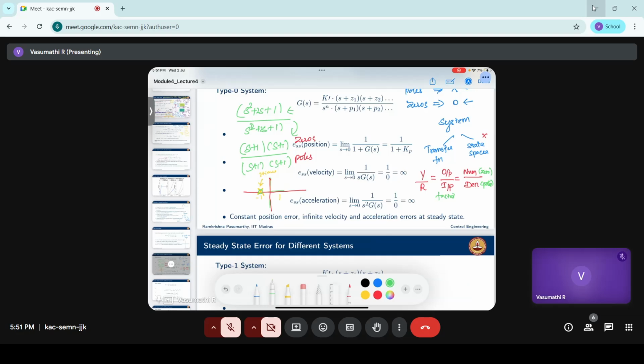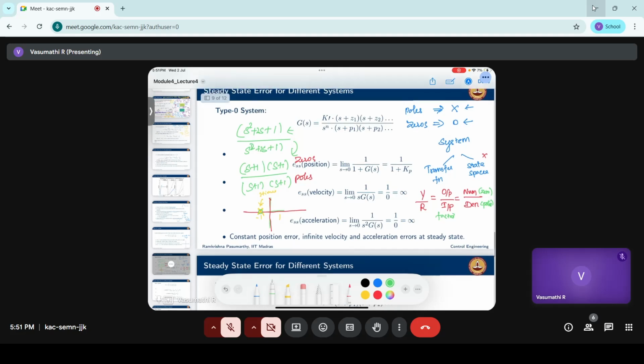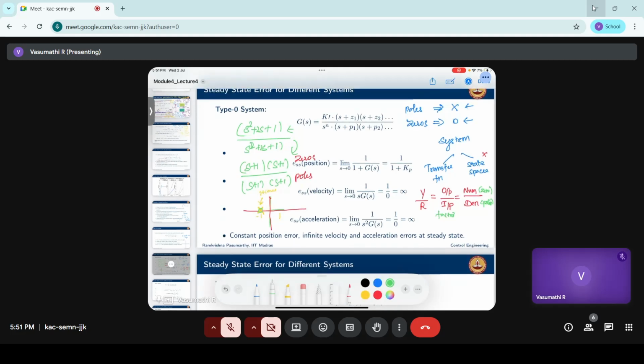Any doubt in this? So far? No, ma'am. Any other people have any doubt in this? Ma'am, what is the difference between having one pole at a time or having two poles?